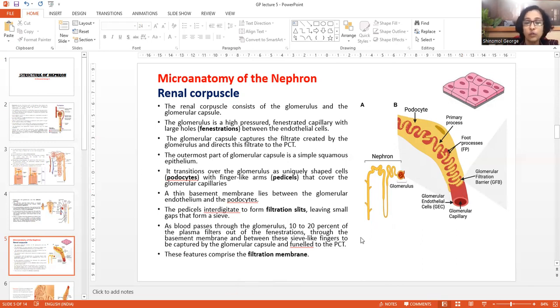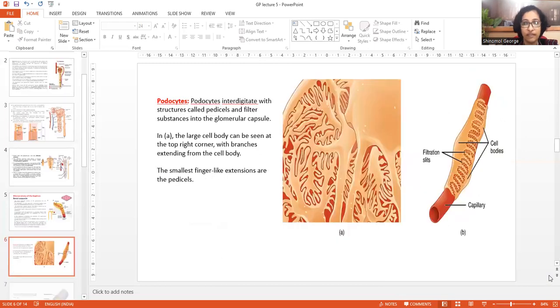As blood passes through the glomerulus, almost 20% of the plasma filters out through these fenestrations, through the basement membrane, and between these seal-like fingers of the podocytes, to be captured by the glomerular capsule and funneled to the proximal convoluted tubule. These features comprise what is known as the filtration membrane.